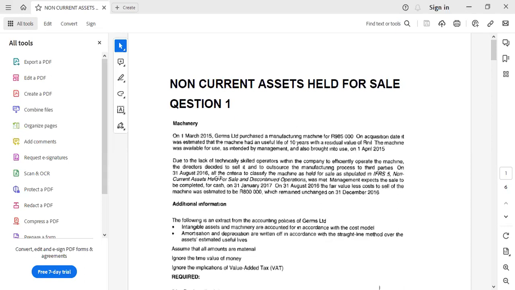All right. Let's look at question 1, machinery. On 1 March 2015, James Limited purchased a manufacturing machine for 985,000. On acquisition date, it was estimated that the machine had a useful life of 10 years with a residual value of nil. The machine was available for use as intended by management and also brought into use on 1 April 2015. Remember the difference between available for use and brought into use. Available for use is the date that accounting begins to provide for depreciation.